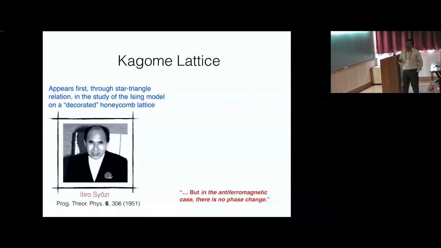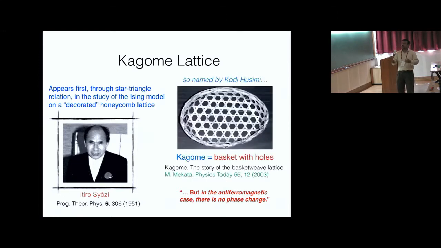Of course, it appeared first through a star triangle relation in StatMech in the study of the Ising model on a decorated honeycomb, which in some way turns into what is our Kagome lattice. For students, it was named so by a Japanese gentleman, Koji Husimi, and you can read this paper for a nice history of this Kagome lattice, the lattice holes or the basket with holes.